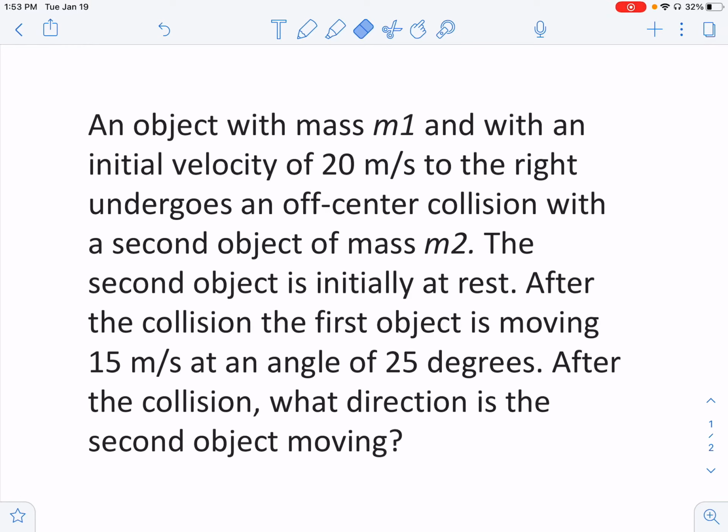We're going to be looking today at a problem that is a conservation of momentum with a collision in multiple directions. Here it says we have an object with mass m1 with an initial velocity of 20 meters per second to the right. It's going to undergo an off-center collision with a second object of mass m2. Here we don't know m1 or m2, and they are different. The second object is initially at rest. After the collision, the first object is moving 15 meters per second at an angle of 25 degrees to the original motion. After the collision, we're looking for the direction of the second object.